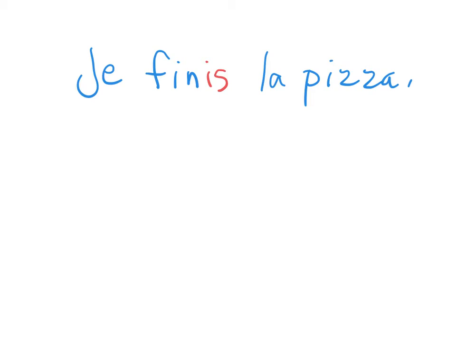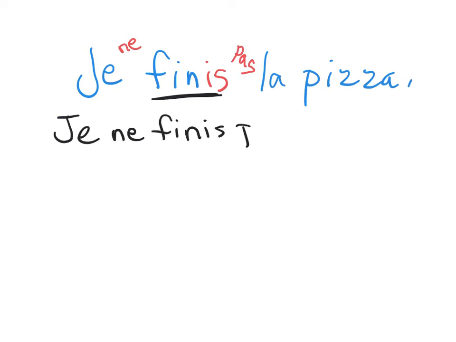If I wanted to make this negative, I would put a little ne pas around my verb. Here's my verb, finis, and I put the little ne pas around it. So if I rewrote my sentence, it would look like this: I do not finish the pizza. So just like ER, our ne pas indicates negative. It's don't, just separated. And finish is our verb.